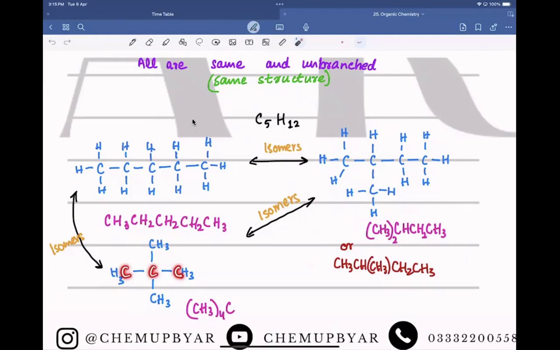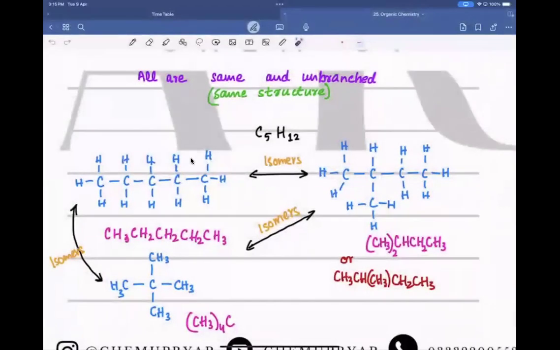And if you look at their molecular formula in each case, it is C5H12. So here there are 5 carbons and 12 hydrogens, here we have 5 carbons and 12 hydrogens, and here we have 5 carbons and 12 hydrogens. Is this understandable to all of you?